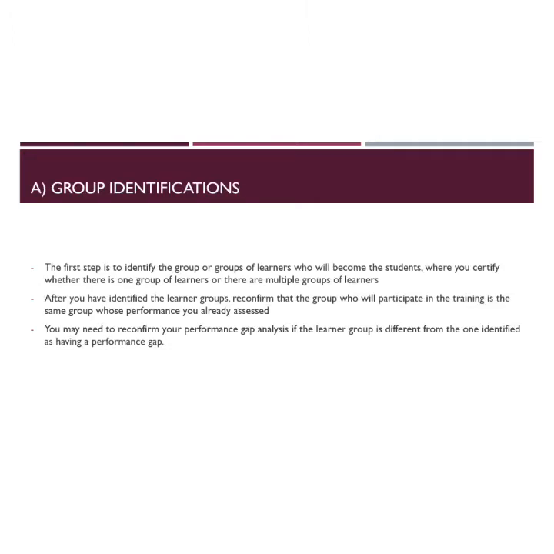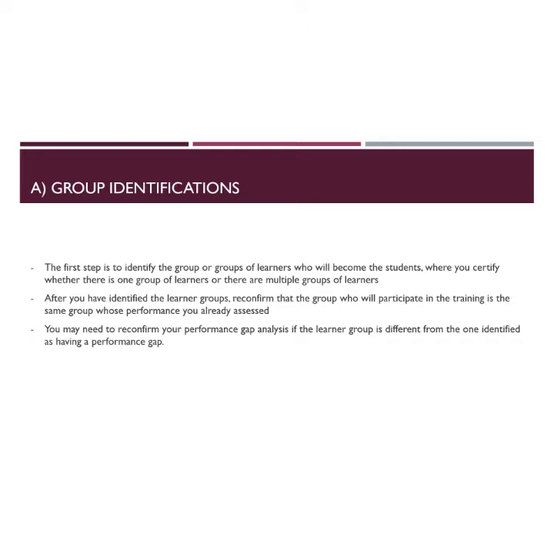Group identifications. The first step is to identify the group or groups of learners who will become the students, where you certify whether there is one group of learners or there are multiple groups of learners.